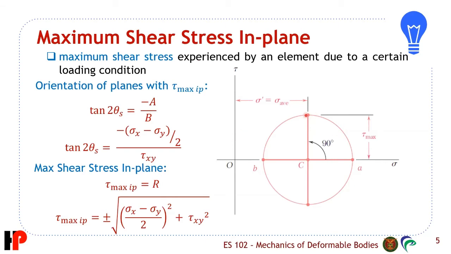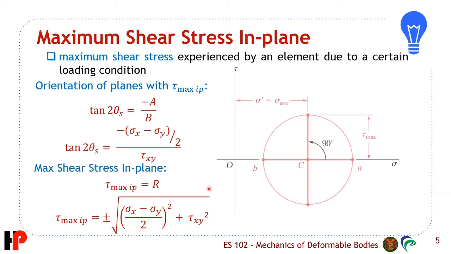Bakit nagkaganon? If this is your Mohr circle, the maximum value of tau is actually this one, yung pinakamataas, di ba? And the minimum value is ito naman. So, this represents the radius of the circle. So, kaya tau max can be positive or negative. Yan, meron tau plus and minus dahil nga square root siya.